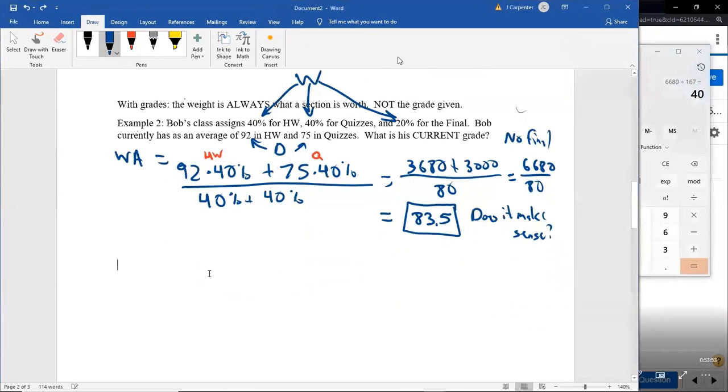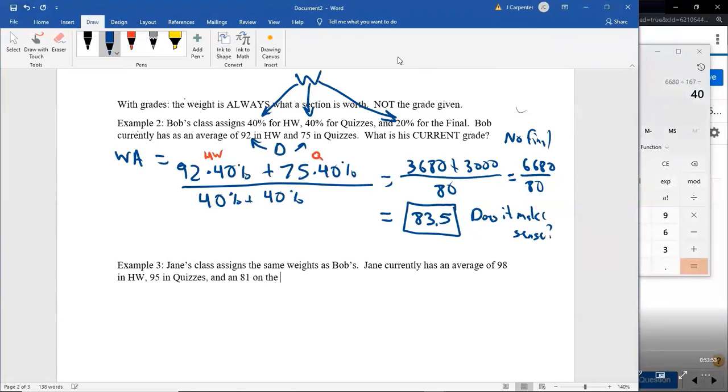So let's try another one of these. Example 3. Jane's class assigns the same weights as Bob's. Maybe they're in the same class. Jane currently has an average of 98 on homework, 95 in quizzes, and an 81 on the final. This is her final grade.